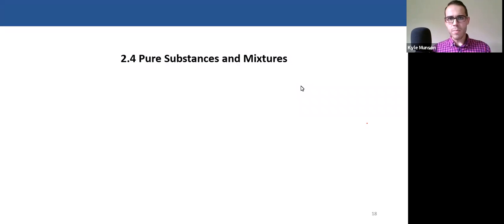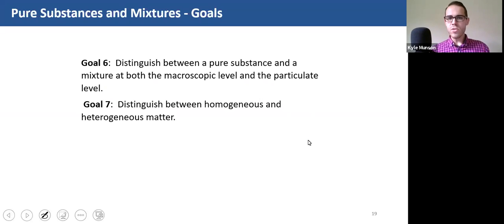So again, we're going to be talking about pure substances and mixtures. Here are our goals. We want to be able to distinguish between pure substances and mixtures at both the macroscopic level and the particulate level. And we also want to be able to distinguish between homogeneous and heterogeneous matter.